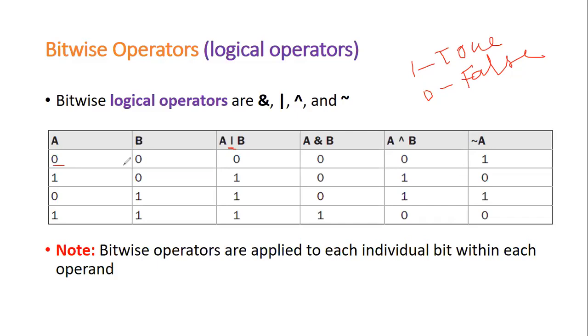You see that both are false, so that's why the output is false. That's why I got 0. But here A is 1, therefore the output is 1. Here B is 1, whereas A is 0. Since at least one is true, the output is true. And here both are true, so the output also will be true. This is true with respect to R, right?